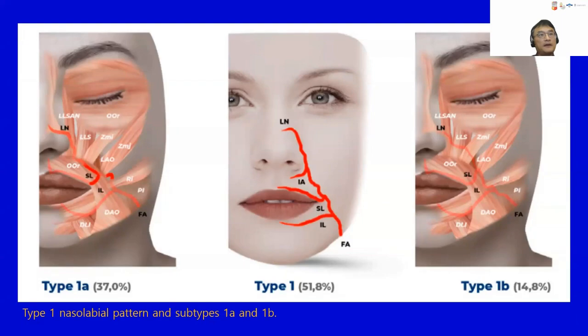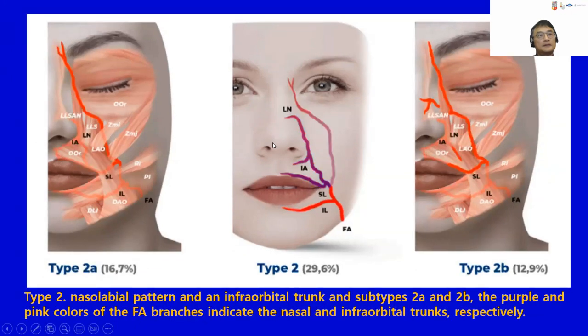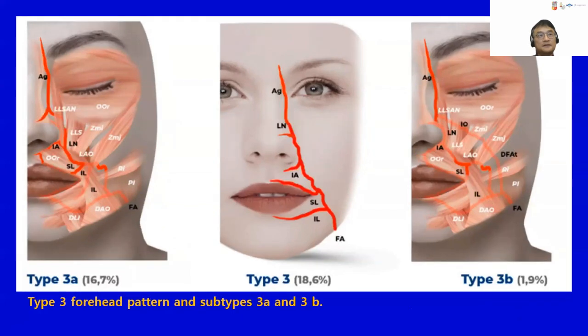This is a nasal pattern of the facial artery. Type 1 is also divided into A and B. You can see the different level of the superior labial artery. This shows a different course in the placement of the nasal branch and the infraorbital trunk from the facial artery. You can see type 2 is also divided into 2A and 2B. This shows variants for the pattern of the angular artery.